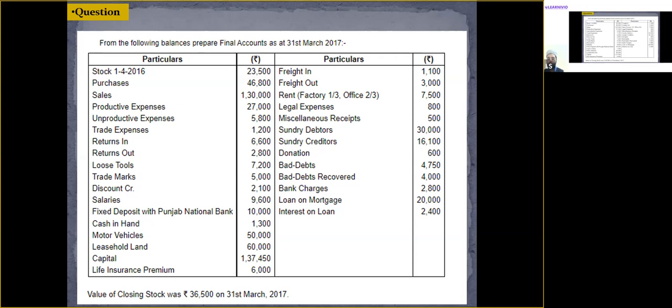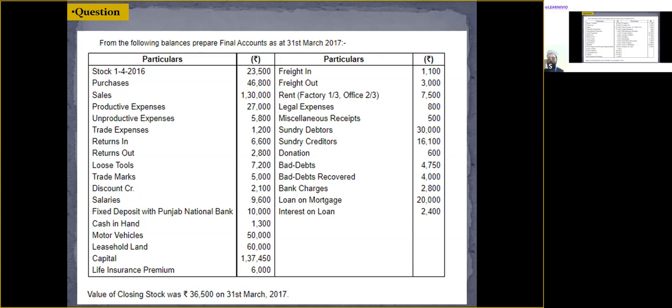So we have the information regarding the stock, purchases, sales, productive expenses, unproductive expenses, the trade expenses, return in, return out, loose tools, trademarks, all of these are the information. We need to prepare the final account. That means we are required to prepare the profit and loss account, trading account, and the balance sheet. All right, is that clear?